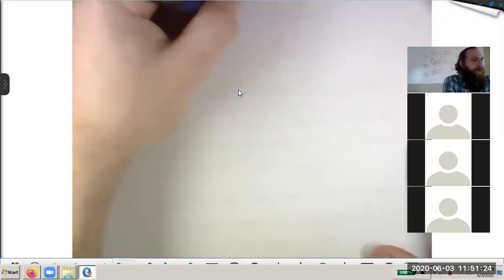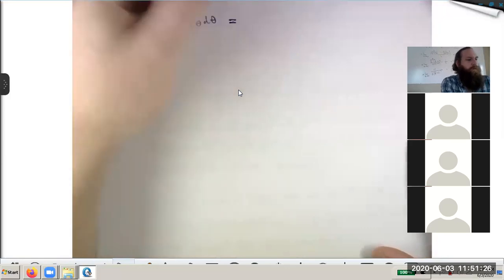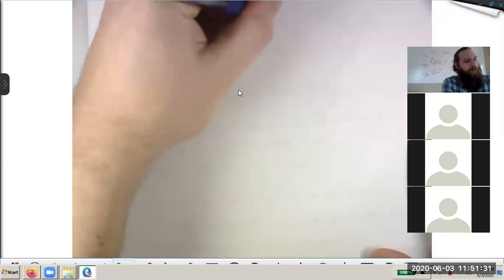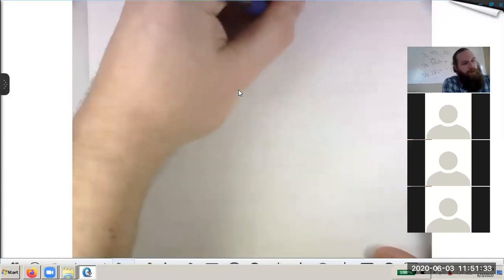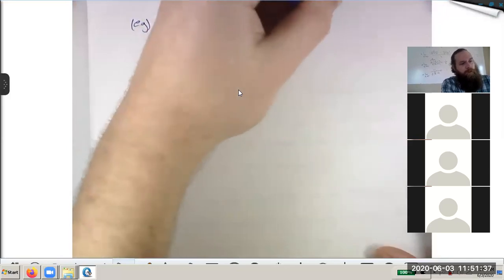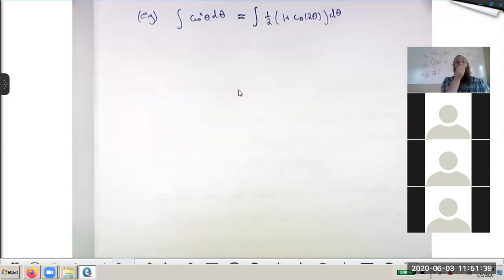But if I use my double angle identity, my half angle identity, I can rewrite that as 1/2 times the integral of 1 plus cos 2 theta d theta, which has the advantage of getting rid of the power. That's the main thing. So these half angle identities that we use knock the power down every time we apply it.